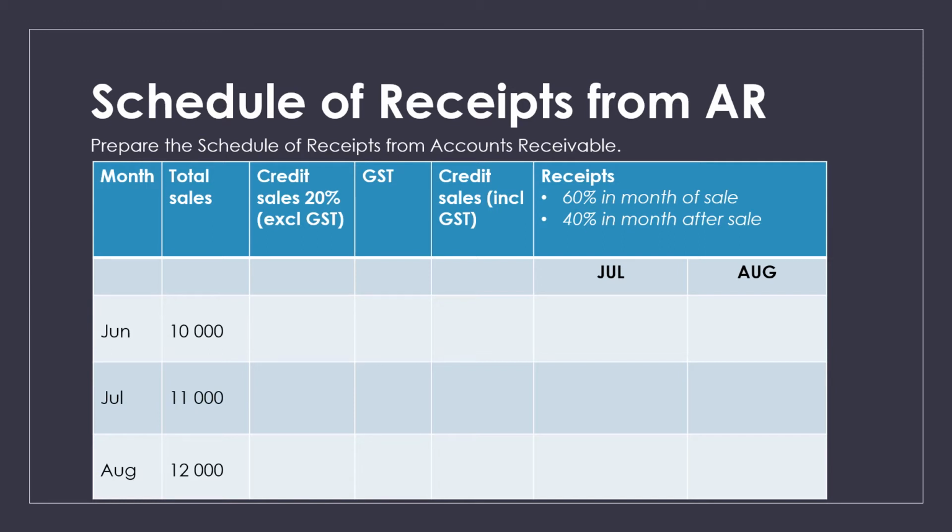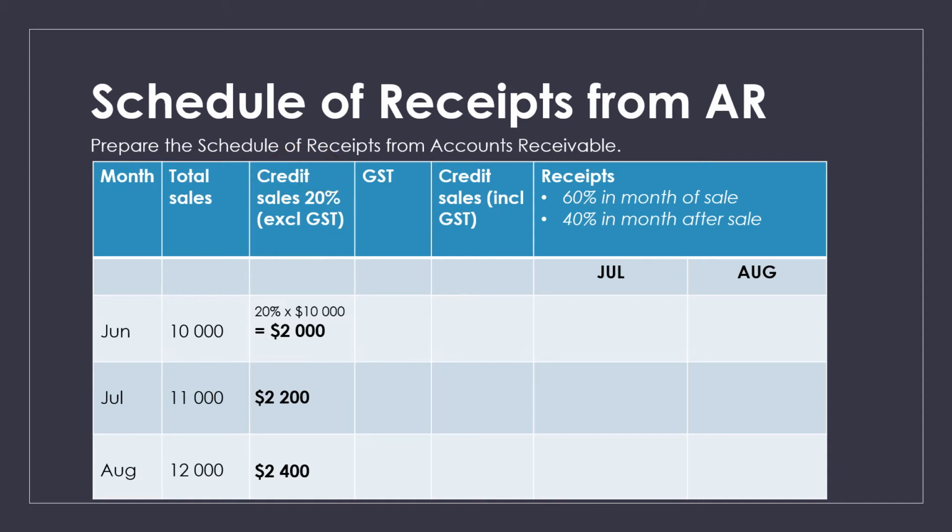Because the sales are split into cash and credit sales, we therefore need to create another column here to calculate the credit sales. In this example, we are told that 20% of total sales are on credit. So in June, 20% of $10,000 is $2,000 credit sales. For July, the credit sales would be $2,200, and in August, the credit sales would be $2,400.